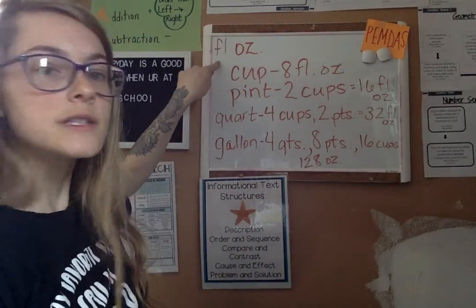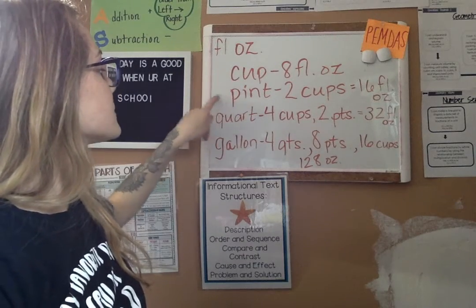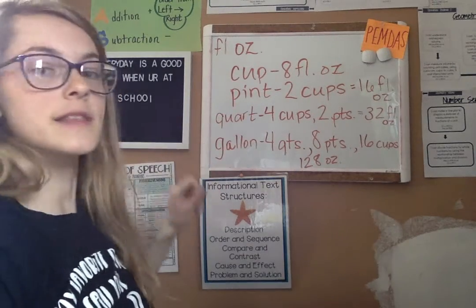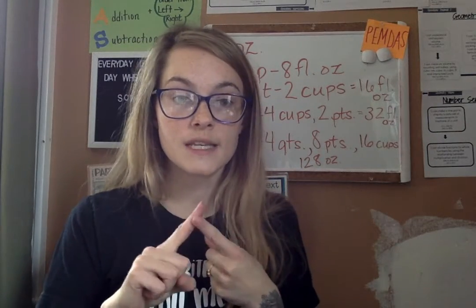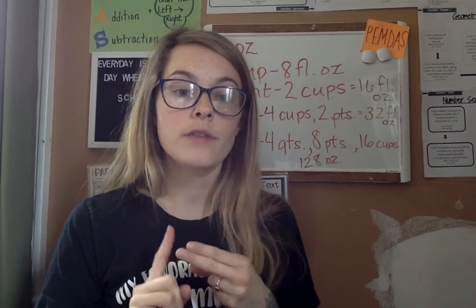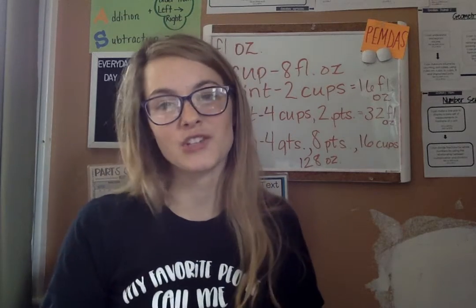So these are our conversions. We start with fluid ounces, then we go to cups, pints, quarts, and lastly, gallons. And then in the beginning, there was a tidbit of information about converting from teaspoons to tablespoons. And remember that there are 3 teaspoons in each tablespoon.